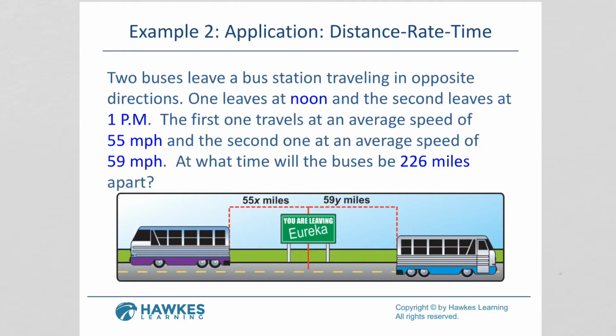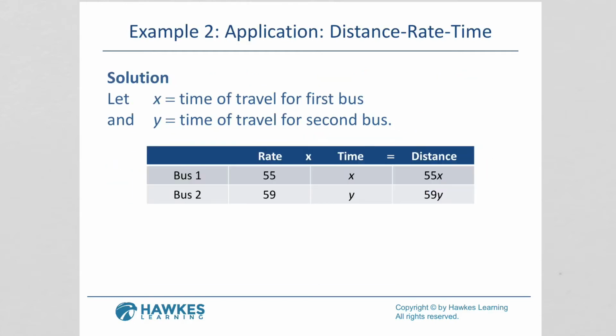So you have the buses here. You'll notice in these equations, this bus is traveling 55x miles, and this bus is traveling 59y miles. So they're using X and Y. And you'll notice this total distance, which we actually know, is the 226 miles.